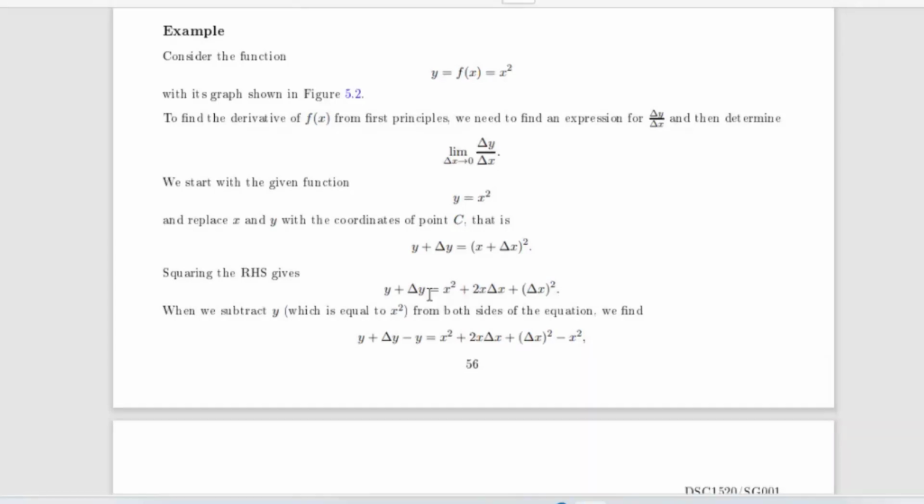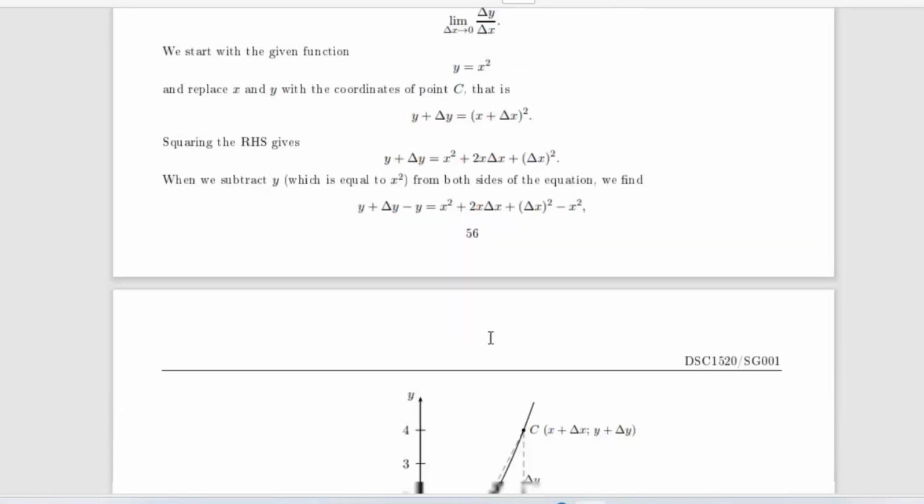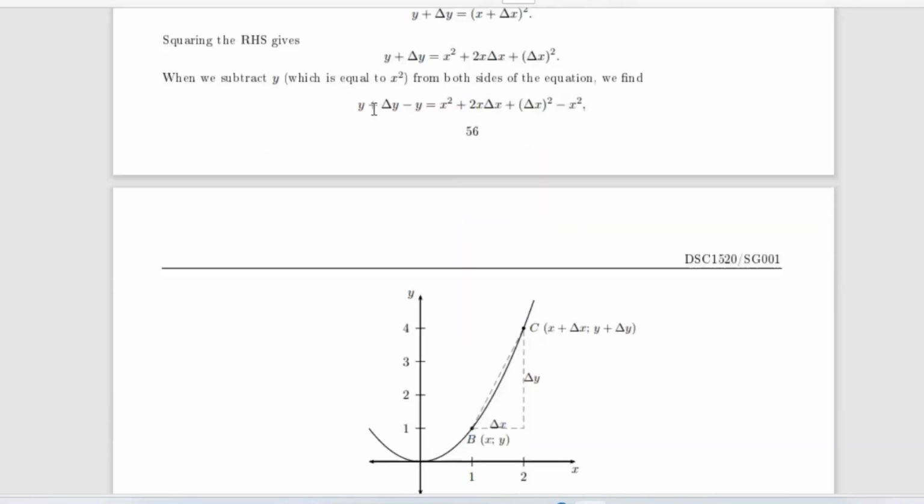Now let's try to understand what it is that they are saying here. They say they need to subtract y from both sides of the equation. And why?